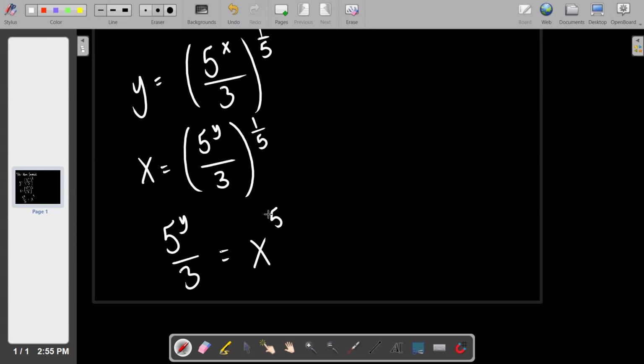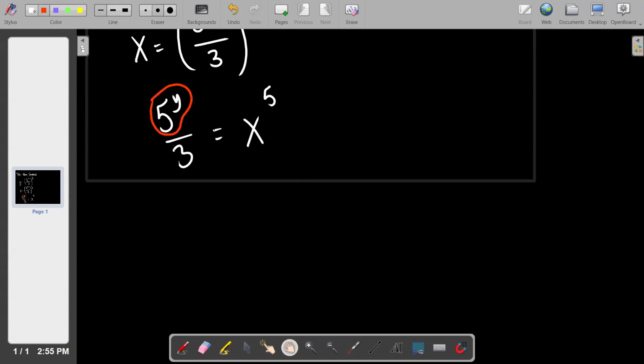Everybody still good? What we're really doing is we're just kind of circling in and trying to close in on our prey here. The prey is this red thing. And once I get the red thing by itself, then I can go into logarithm exponential attack mode. So what's the next step? Multiply both sides by 3. So now we have 5 to the power of y is equal to 3x to the 5th. And then it's time to attack.